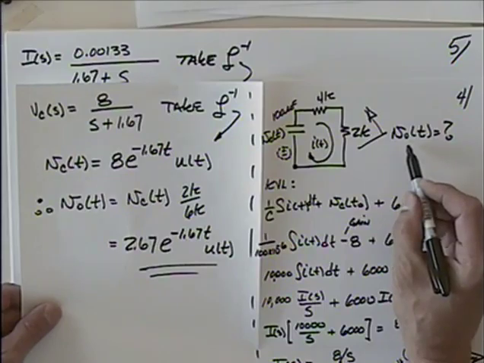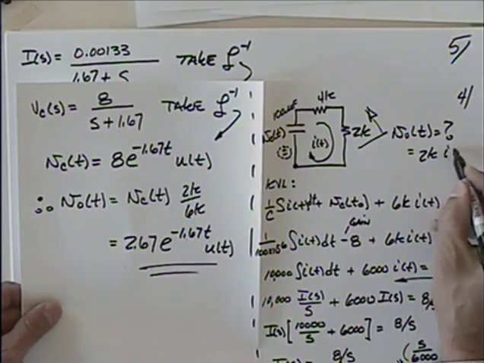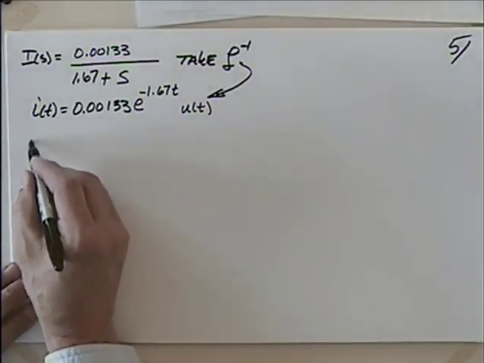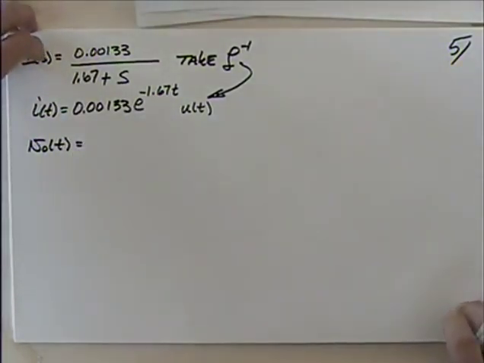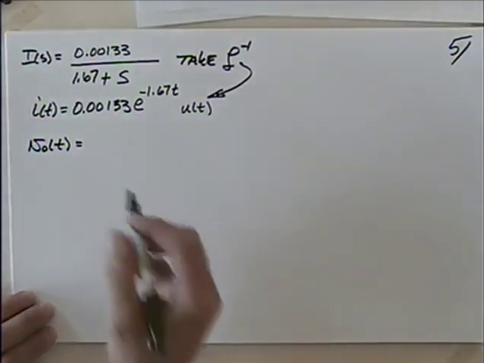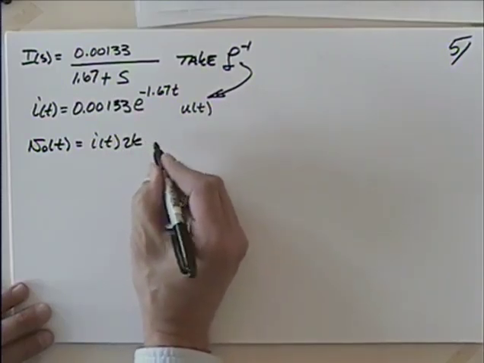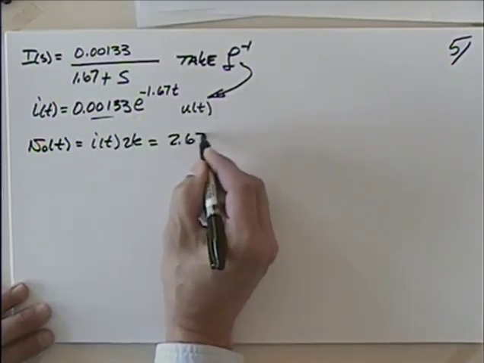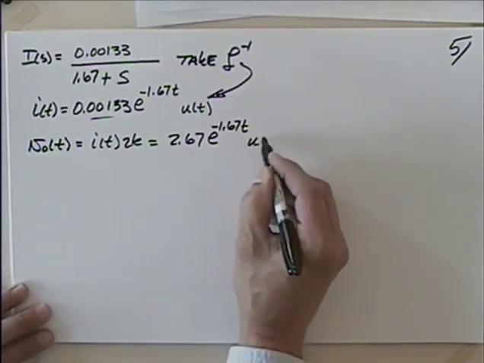Well, what's v naught? That would be equal to 2k times I of t, wouldn't it? We saw that weeks and weeks ago, months ago. Seems like almost a lifetime ago at times. But if you think about what you've learned in the last 8-9 months, it's incredible, right? Yeah, so v naught of t is equal to I of t times 2k. So that gets us to multiply this number here by 2k, and you come up with 2.67 e to the minus 1.67 t u of t.